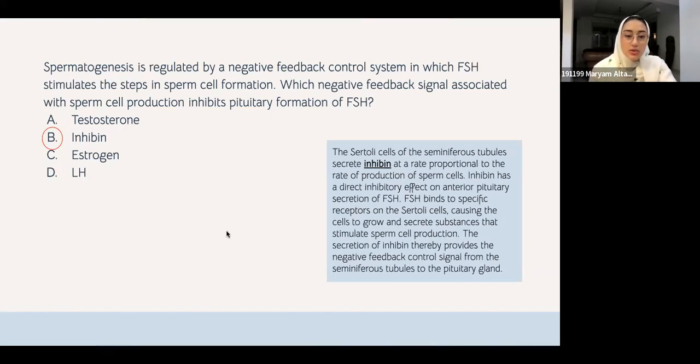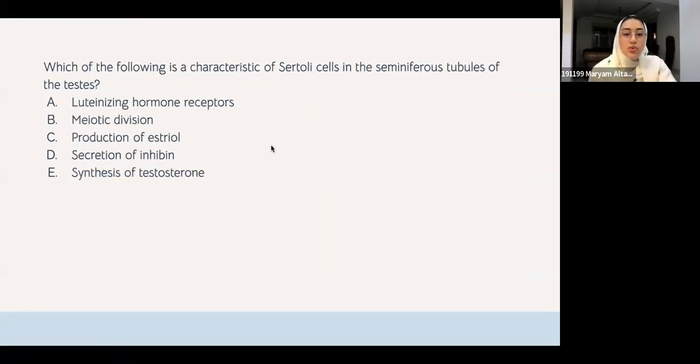All right? And so I could ask this question in this way, and they could also ask it in the opposite way. So which of the following is a characteristic of Sertoli cells in the seminiferous tubules of the testes? So again, similar kind of question, but what do you guys think the answer would be here? Yeah, perfect.